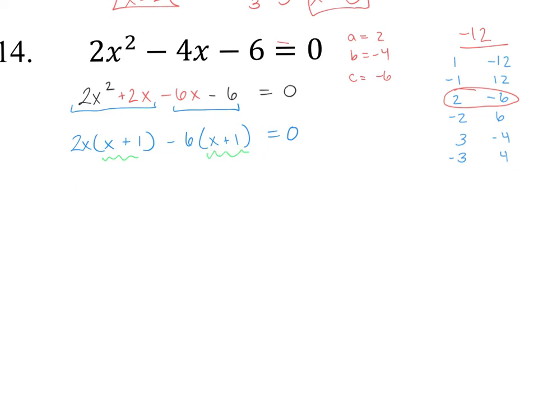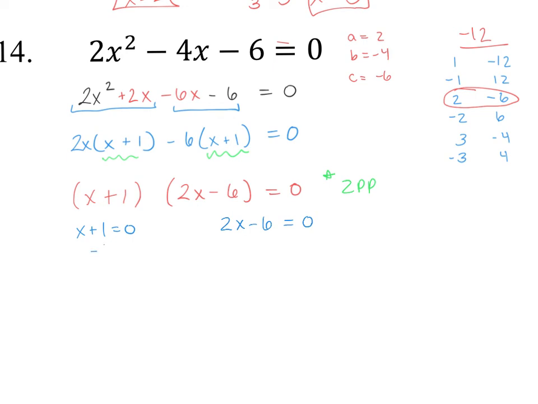Okay? So I can go ahead and write one set of parentheses as x plus 1, and the other set of parentheses as 2x minus 6. Don't forget to keep that 0. Now, we are at the zero product property. All right? So when we're at the zero product property, we could set both of these parentheses equal to 0, set them up, and then go ahead and solve.